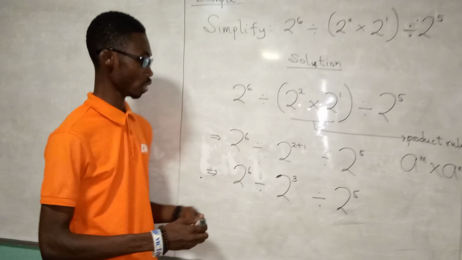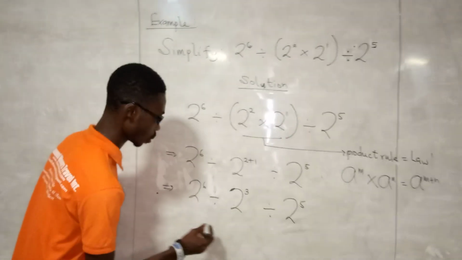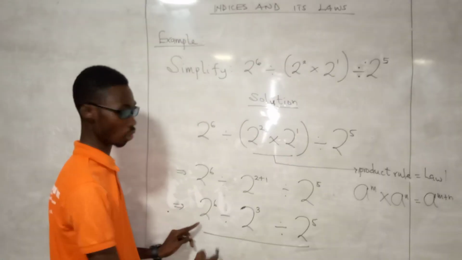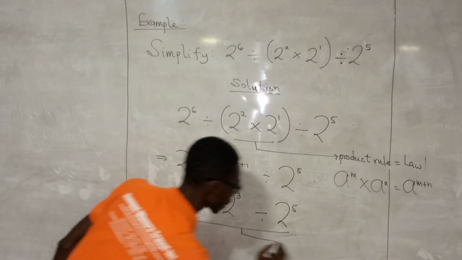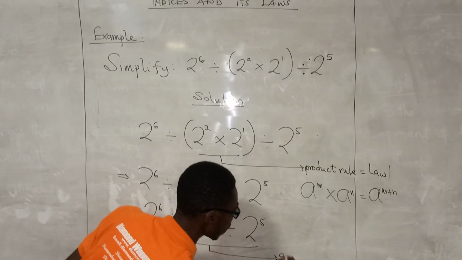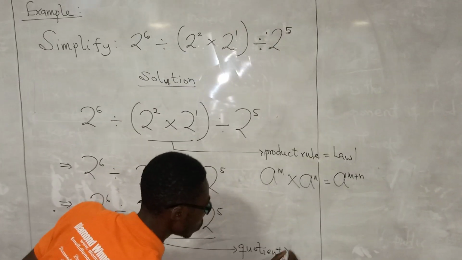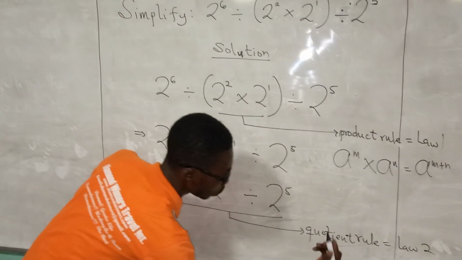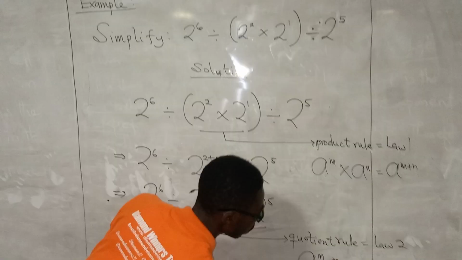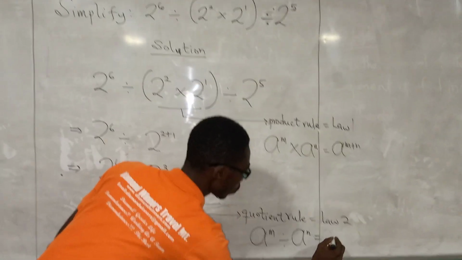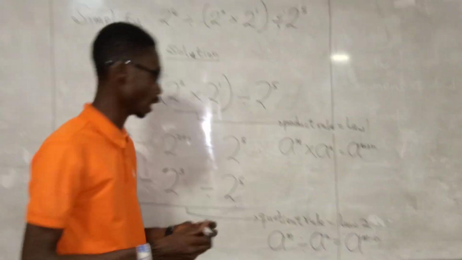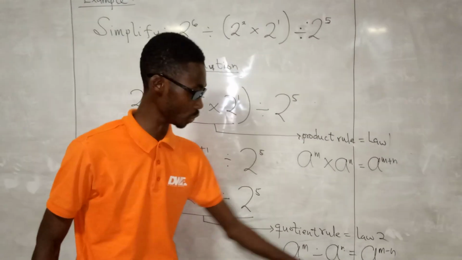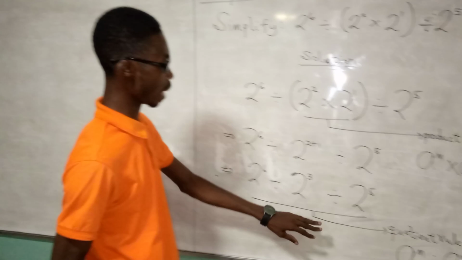The quotient rule. Now the quotient rule is based on division of indices. All these bases here are divided, so we are going to apply the second law of indices, which is known as the quotient rule. The quotient rule says that a to the power m divided by a to the power n is equal to a to the power m minus n. If the bases are the same and they are divided, we take one base, then we subtract their powers. Let's apply the same rule here.